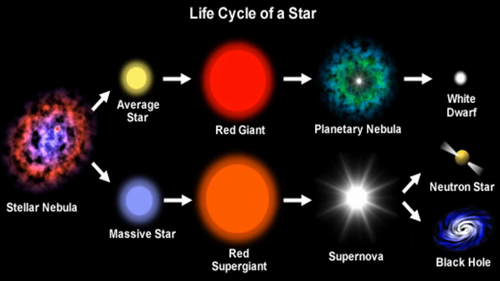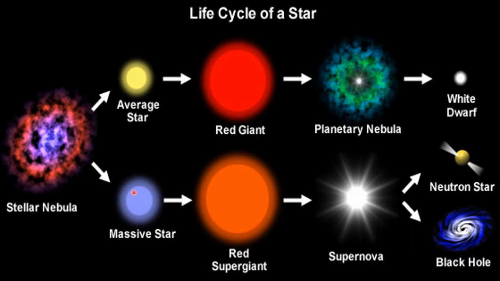A stellar nebula will either go on the life cycle of an average star or a massive star. But we must talk first about the average star because, as we know, the Sun is an average star. An average star will go through the process of a red giant, to planetary nebula, into a white dwarf. And then, the massive stars will go through the cycle of a red supergiant, then supernova. It's either a neutron star or a black hole after the supernova.